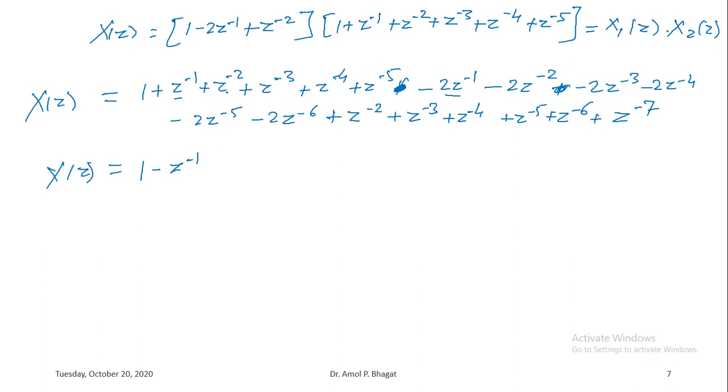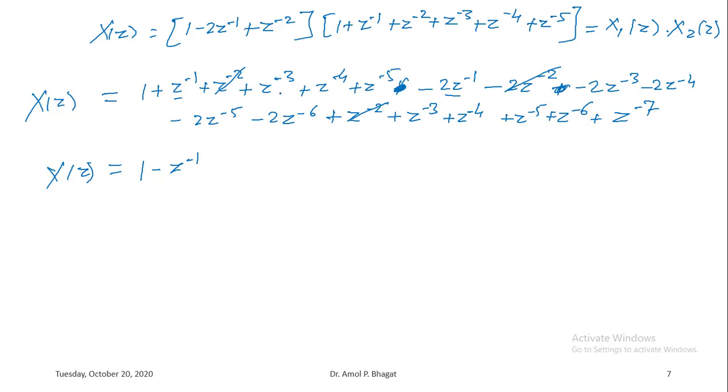Okay, next I will identify the z to the power minus 2 term. So here z to the power minus 2 is there, again minus 2z to the power minus 2, so minus z to the power minus 2 will be there. Correct. And then it will get cancelled with this one. So it is the 2z to the power minus 2, it will get cancelled with this one, that is 2z to the power minus 2.